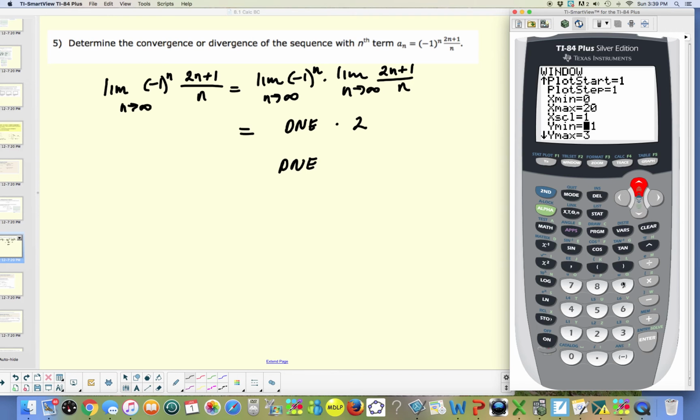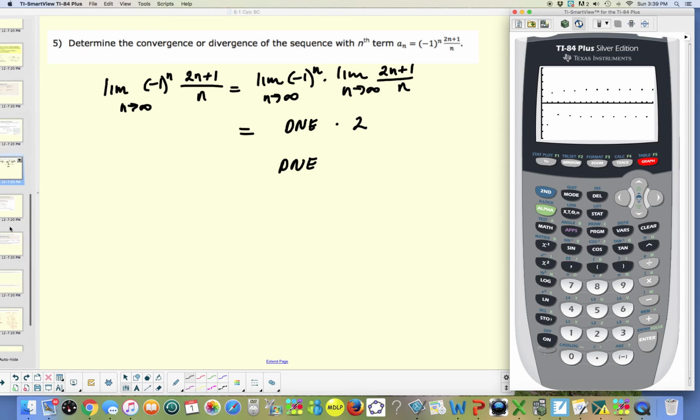So I'll go from -5 to 5. Now let's go ahead and graph. And you can see that it's oscillating back and forth between -1 and 1, and it's not going to meet the definition, the epsilon definition that's required.